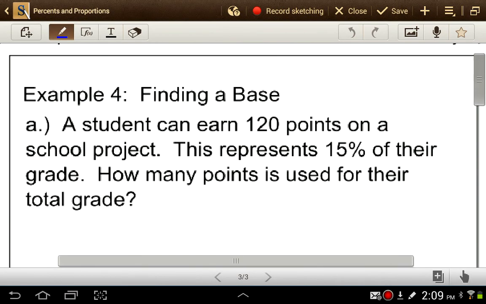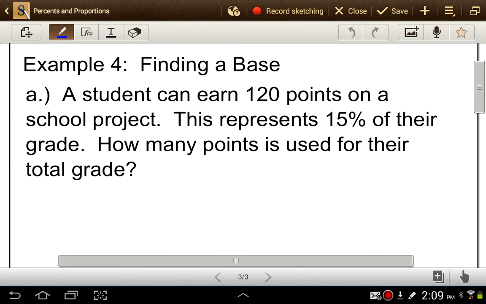All right, my last example, finding a base. A student can earn 120 points on their school project. This represents 15% of their grade. How many points is used for the total grade? Well, 120 points isn't all of the points in the class. That's just the one project. That's just part of all of their points.